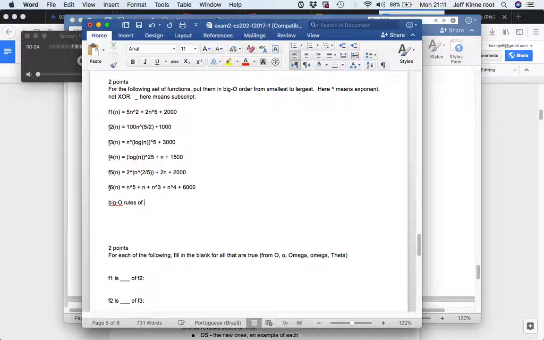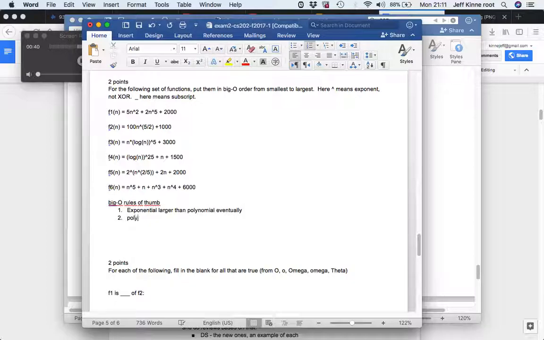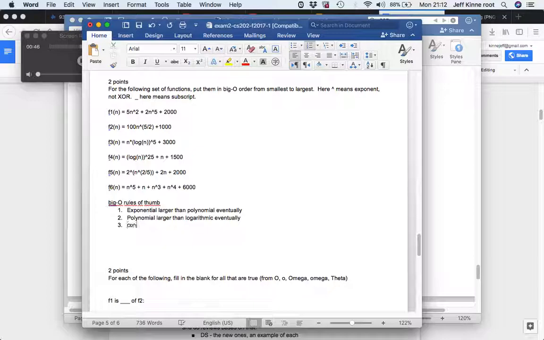rules of thumb. You can get by, I think, with probably just a few rules here. So, exponential is larger than polynomial eventually. Polynomial larger than logarithmic eventually. Constant factors ignore. Alright, so let's see those in play here.